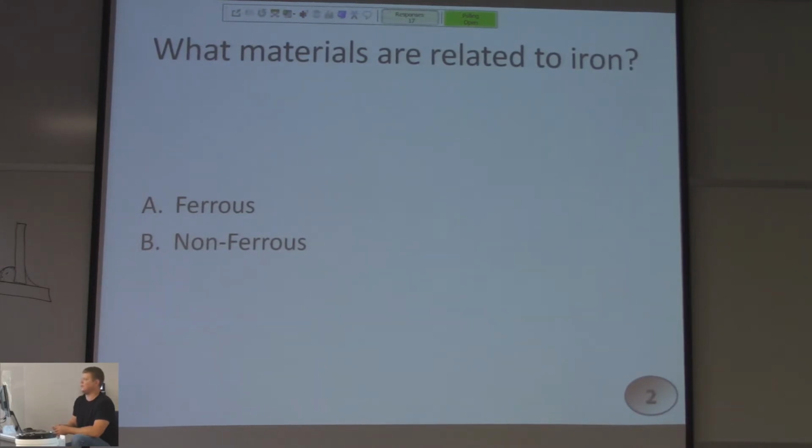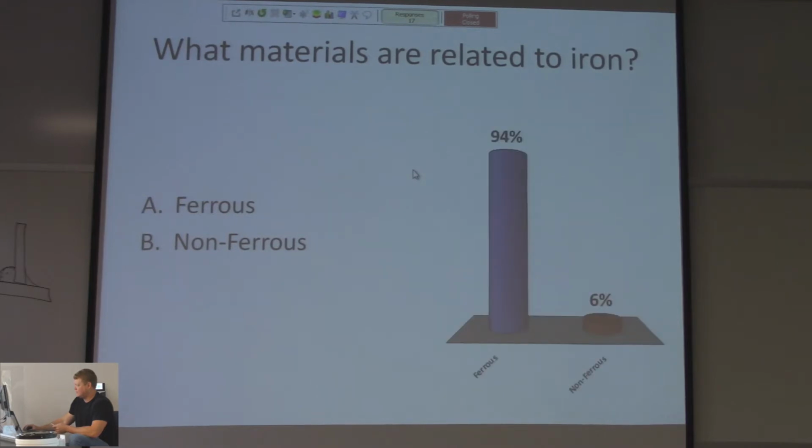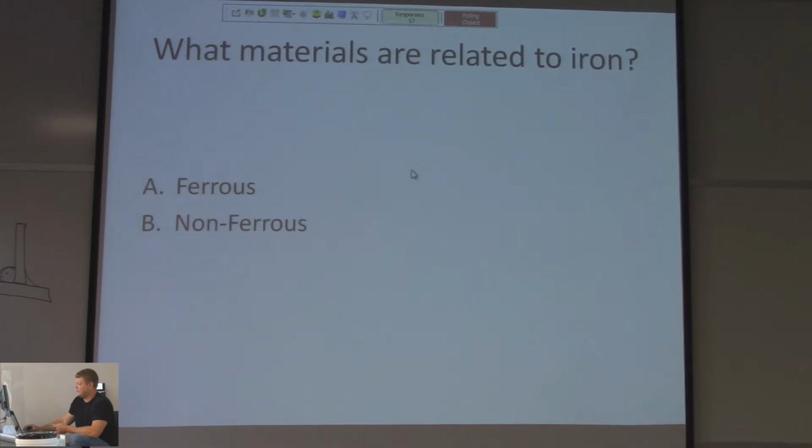Remember, if you don't know this by the end of the class, it's bad. Really bad. 17 responses. 94% of you were 100% accurate in ferrous. What materials are related to iron? No, you're not having deja vu. We're going to give that 6% a chance.